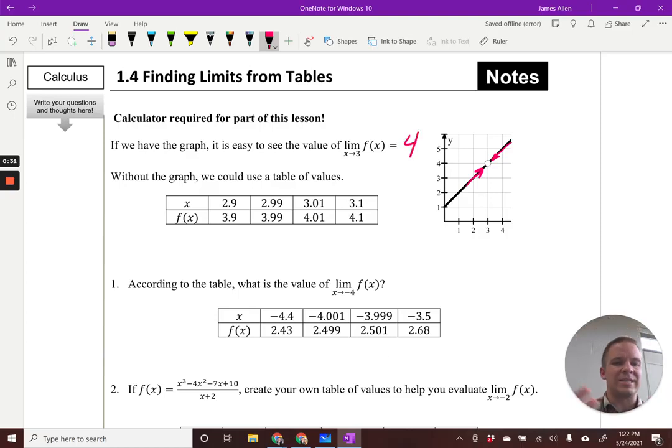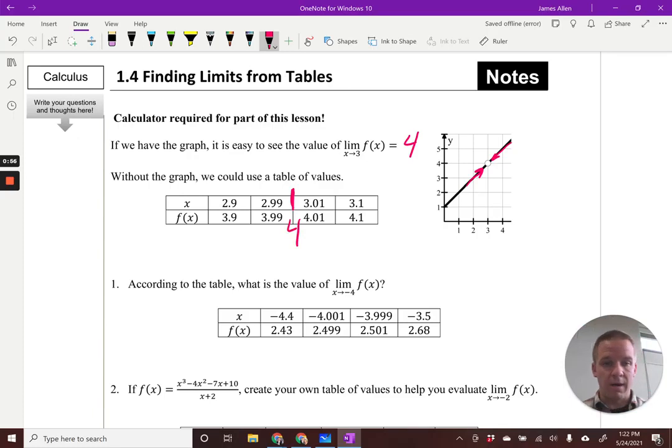Now, what if we saw this as a table? We use a table of values to figure it out as well. As our x values are approaching 3, we're getting 2.9, 2.99, and then from the right-hand side, we've got 3.1, then 3.01, even closer to 3. We can see that my f of x, my output, my y values are approaching 4.